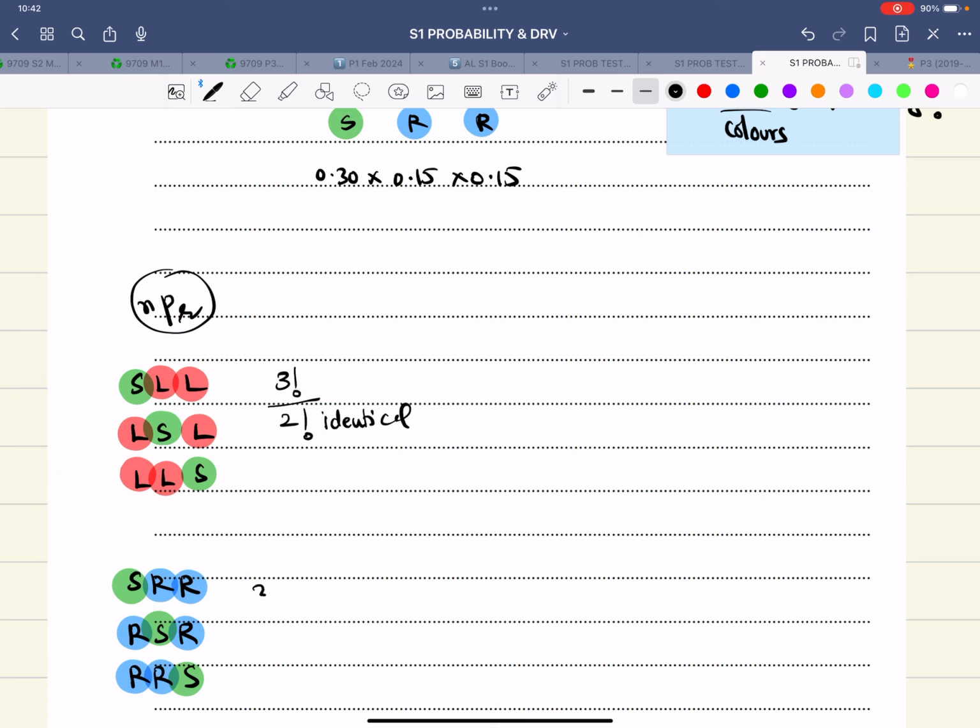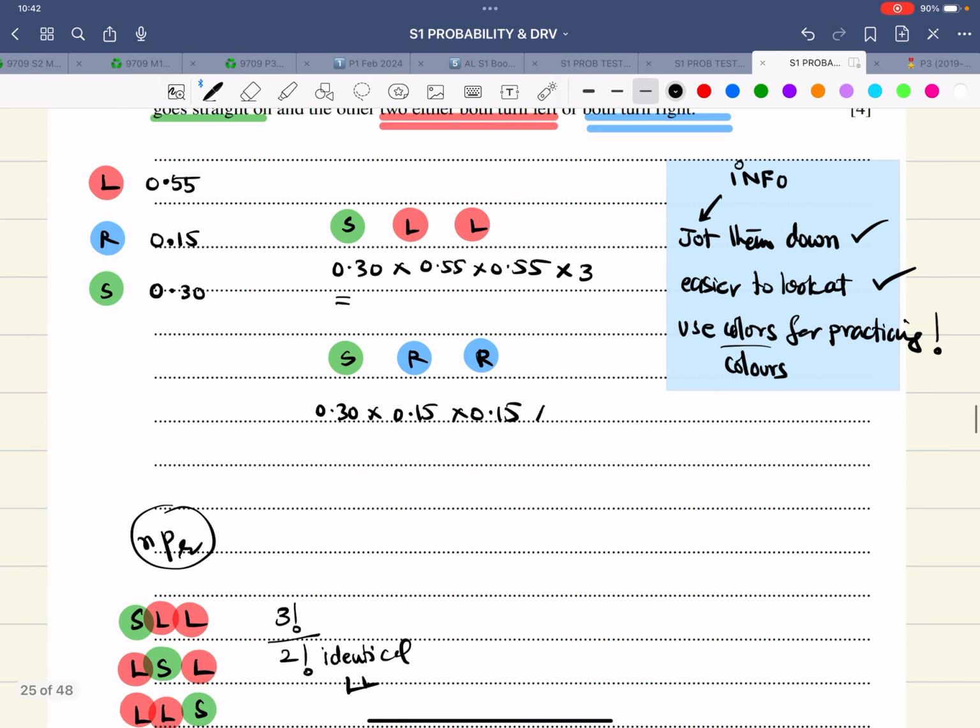This is also 3 factorial divided by 2 factorial for the identical thing. So what is identical? The R's over here. What is identical? The L's over here. So therefore, the option of 3 is also there. So this first answer is coming out to be 0.27225.